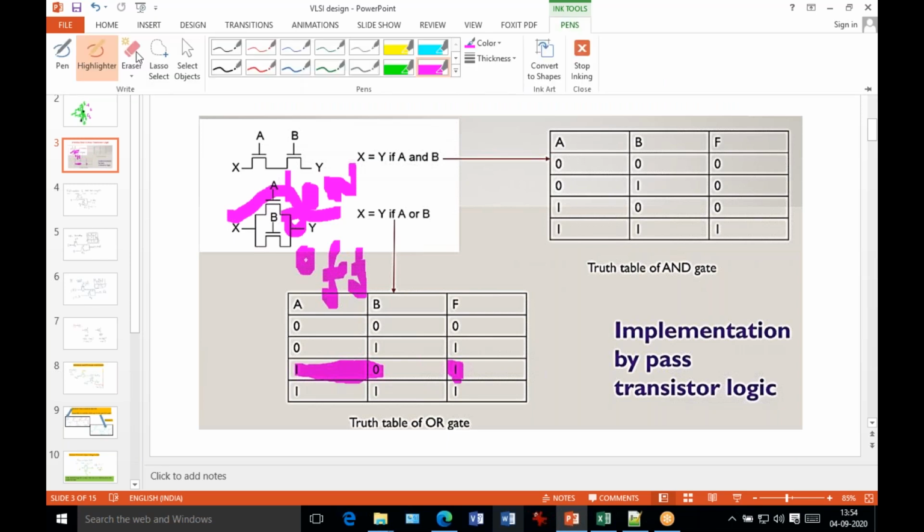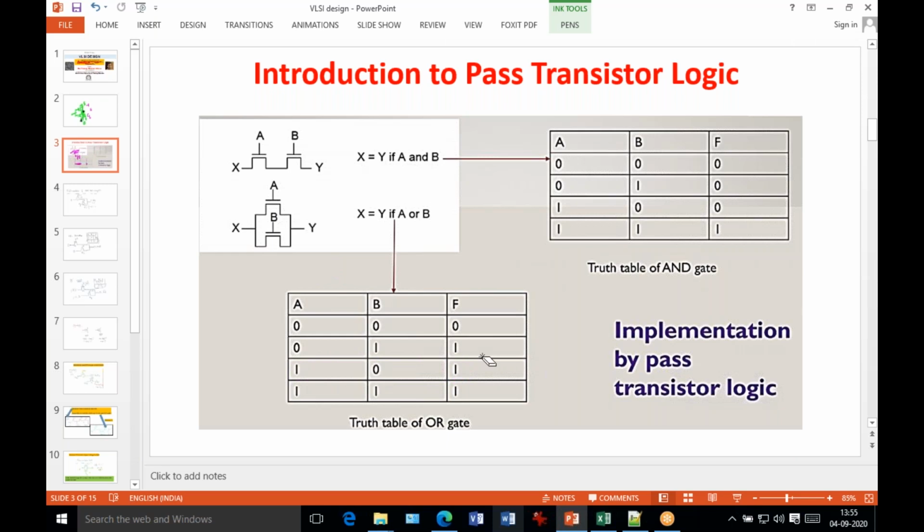Okay, another case, we see another combination. Suppose that this is 0 and this is 1. So in this case, this transistor is off and this is on. So now the connection is available here, this connection. Again, your output is 1.